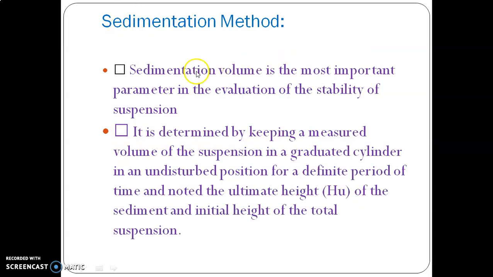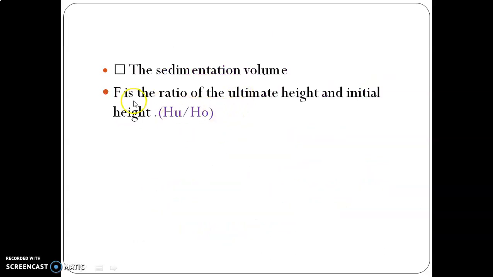What is the sedimentation method? In the sedimentation method, the sedimentation volume is the most important parameter that is measured for the stability of the suspension. It is determined by keeping a measured volume of suspension in a graduated cylinder in an undisturbed position for a definite period of time. The ultimate height of the sediment, HU, is measured, and the initial height of the total suspension, H0, is measured. The sedimentation volume F is the ratio of ultimate height to initial height, that is HU by H0.